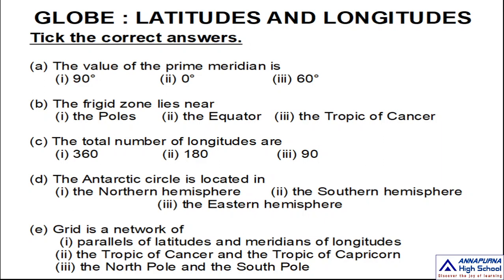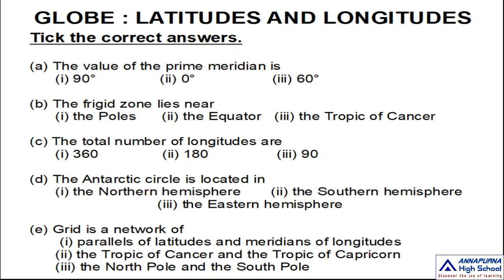The total number of longitudes are dash meridians. 360, 180 and 90 are given. 180 is the total number of the latitudes plus the equator, so you should add the equator with this number.